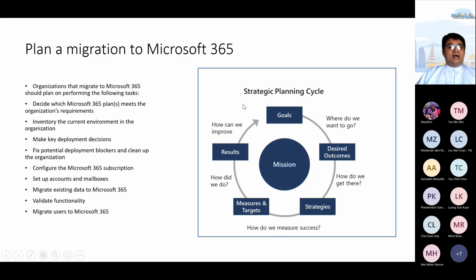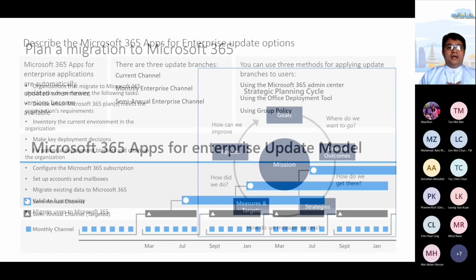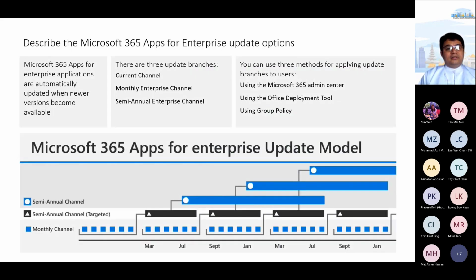This is the migration method. Microsoft's recommendation is very important, and you need to consider how you can improve and how you do it. Finally, this is a very important slide. You must know the Microsoft update model. The Microsoft 365 Enterprise update model has the current channel, the monthly enterprise channel, and the semi-annual enterprise channel.